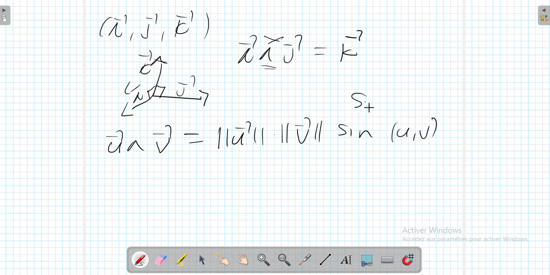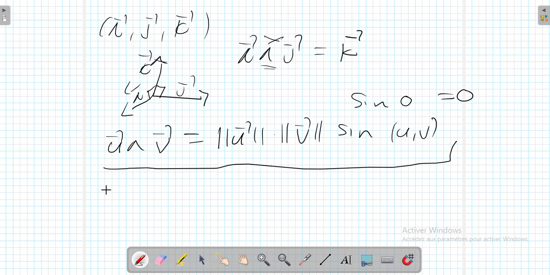The sine of zero is equal to 0. This is the definition of a vector product. So if the angle between the two vectors is 0, it means that sine of 0 will be 0. Therefore, it will give us 0. Notice how I'm putting an arrow on the 0, because it always gives us a vector. Even if that vector is 0, you put the arrow.